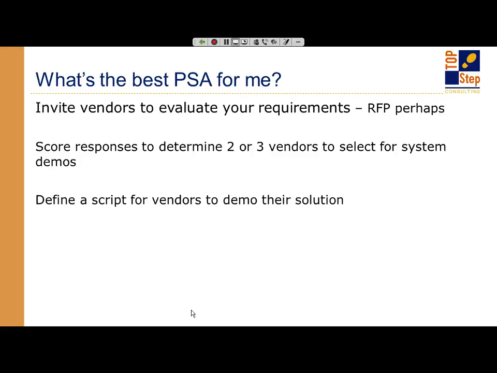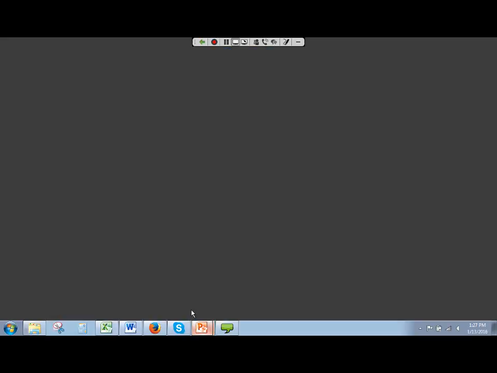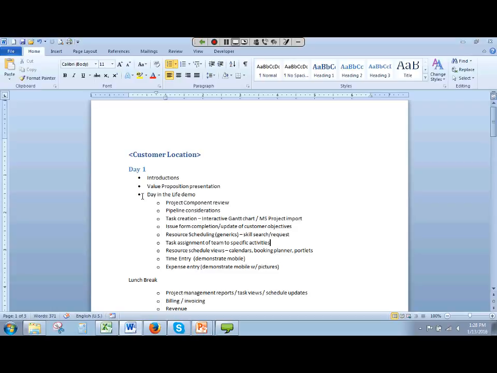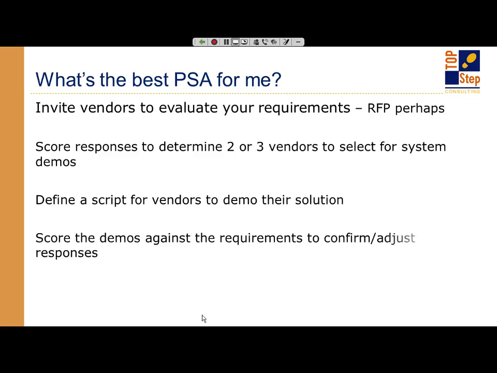A common script would be something like a day in the life demo. Start from the beginning: create a project, assign resources, enter time, run billing, grab expenses, do reporting. This is the type of demo you can give to the vendors you've selected, saying, I'd like you to do a 2-hour demo following this script so that you have something to evaluate. And then you go through the evaluation again. You just confirm what their initial answers were based on what you saw from the demo.